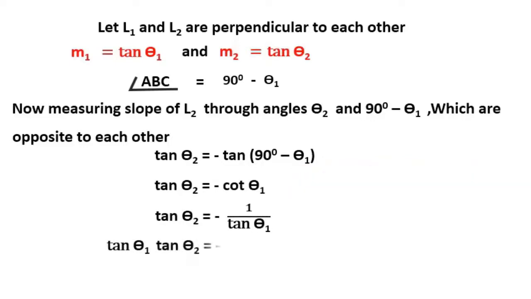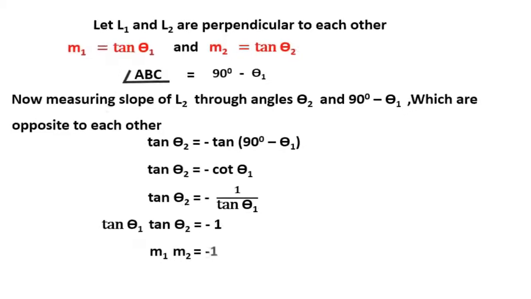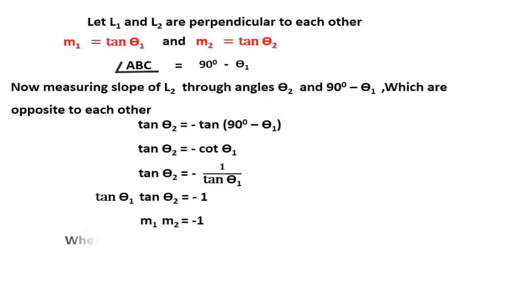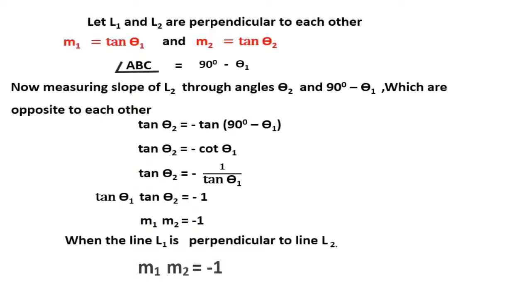Tan theta 1 into tan theta 2 is equal to minus 1, that is, m1 into m2 is equal to minus 1. When the line L1 is perpendicular to the line L2, m1 into m2 is equal to minus 1.